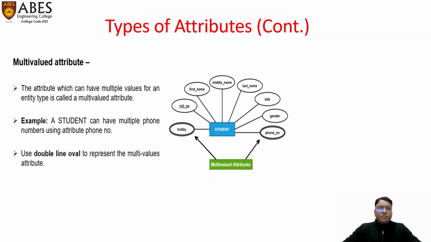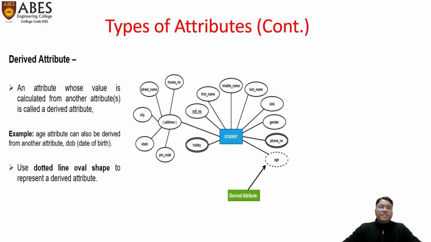Multi-valued attribute. The attribute which can have multiple values for an entity type is called a multi-valued attribute. Suppose in the given example, a student can have multiple phone numbers using attribute phone number, or a student can have multiple hobbies. So these are multi-valued attributes. It is represented as a double line oval, because you can see in the diagram, student has hobby and phone number as attributes, and they are considered multi-valued attributes because a student can have multiple hobbies and multiple phone numbers. So it is represented in a double line oval.